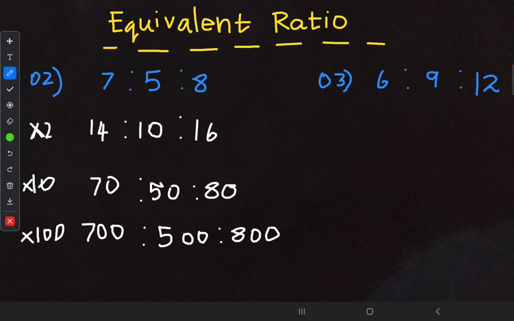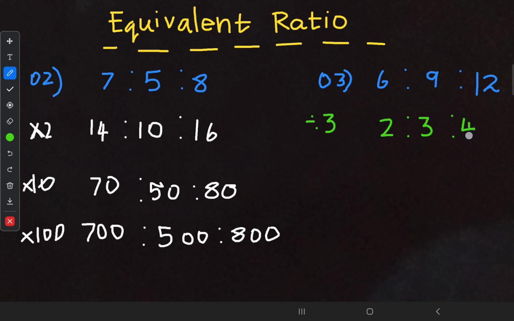For the next one, if it is possible, we can divide also. I told you we can divide it too. So you divide this by the number 3. It's possible to divide all these numbers by 3, that's why I am dividing. So that will give you 2 is to 3 is to 4.